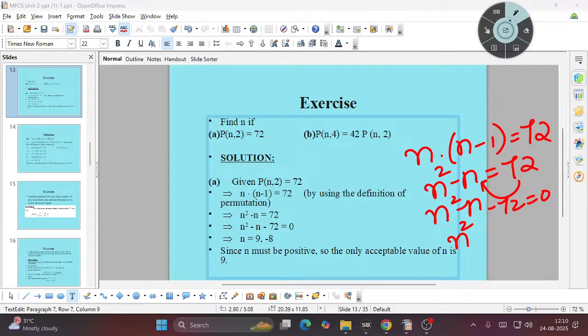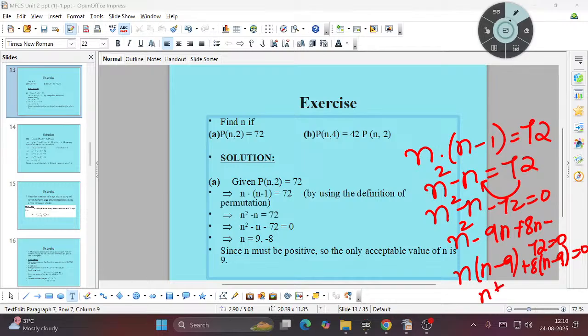What should we do? Quadratic equations. What comes? Minus 9n plus 8n minus 72 equal to 0. 9 8s are 72. n into n minus 9 plus 8 into n minus 9 equal to 0. n plus 8, n minus 9.